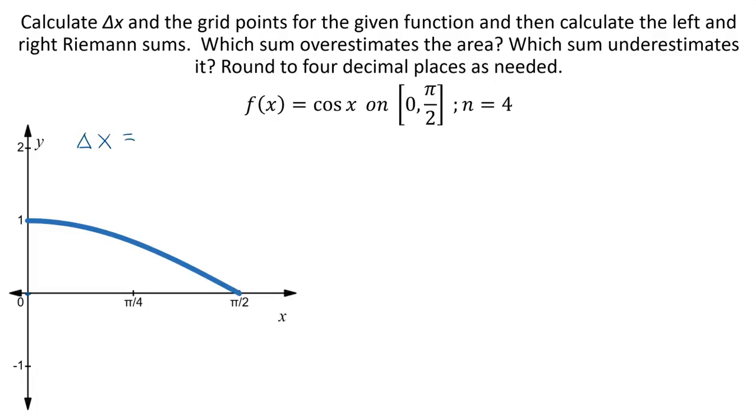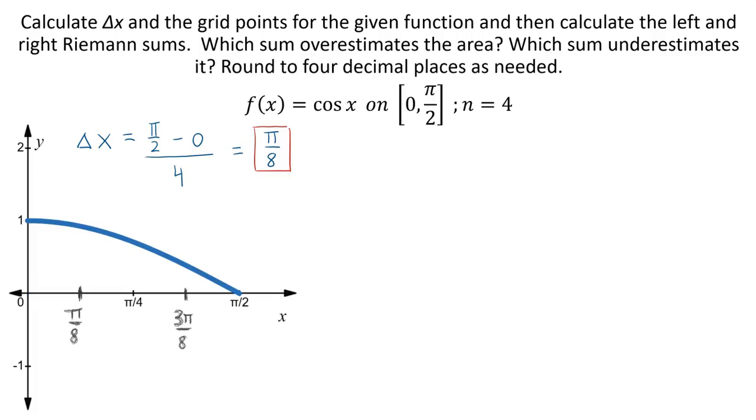To find delta x, we take the length of the interval and divide that by the number of subintervals, or another way to say that is the number of rectangles that we want. Here, n is equal to 4, and that gives us pi over 8. So our delta x, or the width of each of our rectangles, is pi over 8 units. So this means that our grid points will be spread out equally, pi over 8 units apart from each other on the interval from 0 to pi over 2.